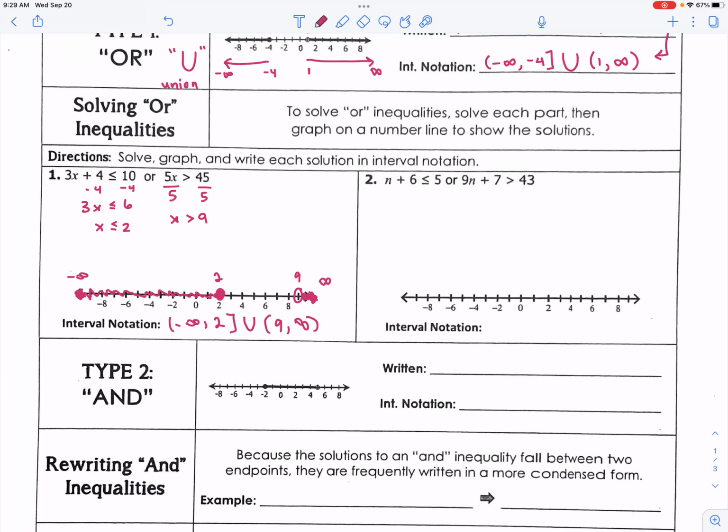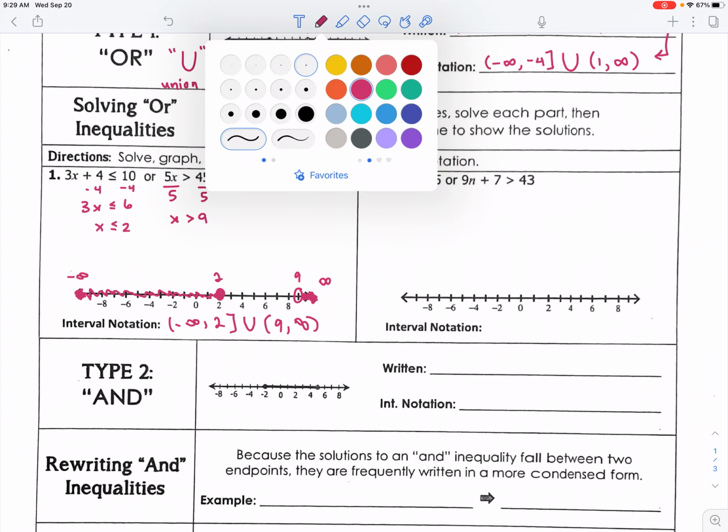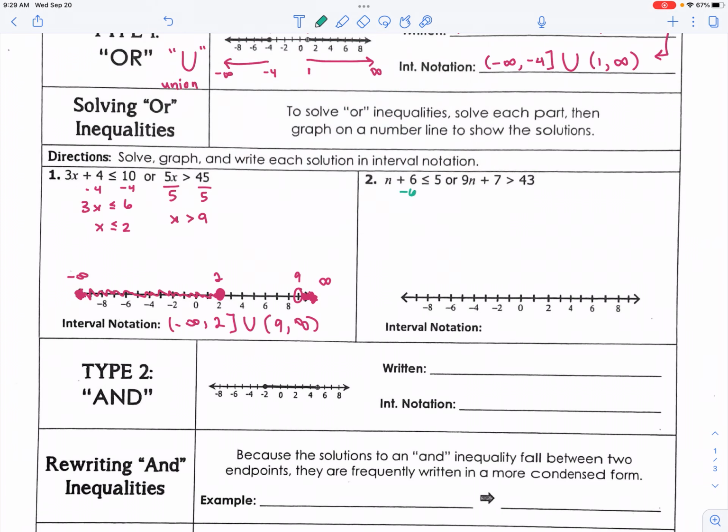And we don't include it. On this other one here, we have a less than or equal to and a greater than or equal to. So let's go ahead and solve this one. I'm going to subtract 6 from both sides. We have n is less than or equal to -1.